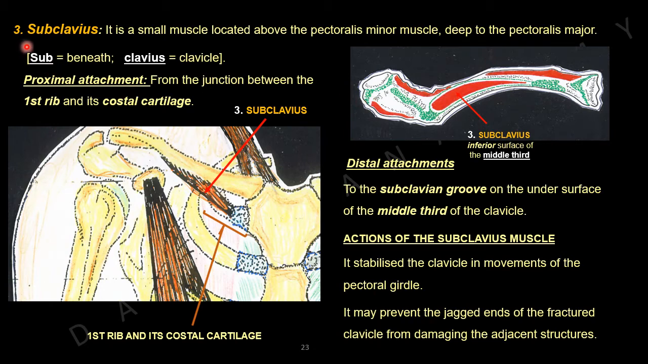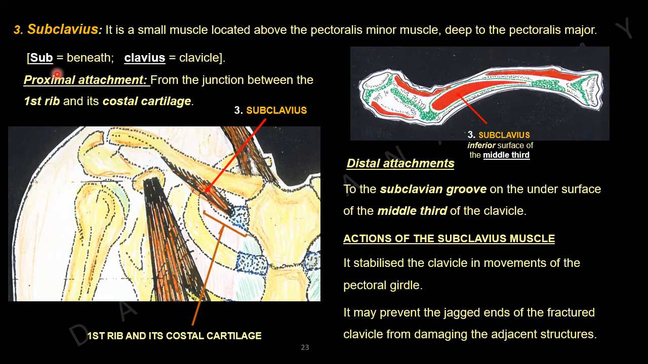Now let's talk about the subclavius muscle. It is a small muscle located above the pectoralis minor muscle but deep to the pectoralis major muscle. Its proximal attachment, that is origin: it originates from the junction between the first rib and its costal cartilage. This is the origin. Then where will be the insertion or distal attachment? It is inserted to the subclavian groove, that is the inferior surface of the middle third of the clavicle. This is the insertion.